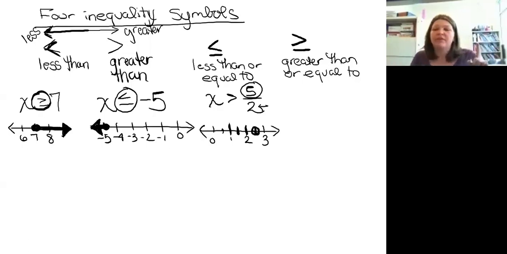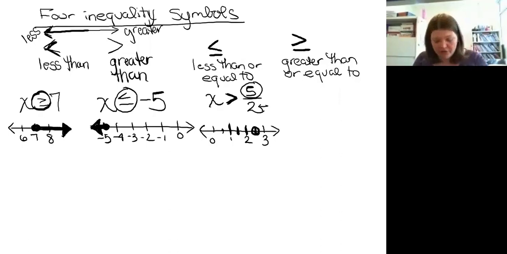Now notice something about my circle. It might be a little hard to see. My circle is open. It's not shaded in. Can you see that? Yes. Yes, it's open because X is strictly greater than. There's no little line underneath, so there's no possibility that it's equal to 5 halves. It's just definitely greater than.